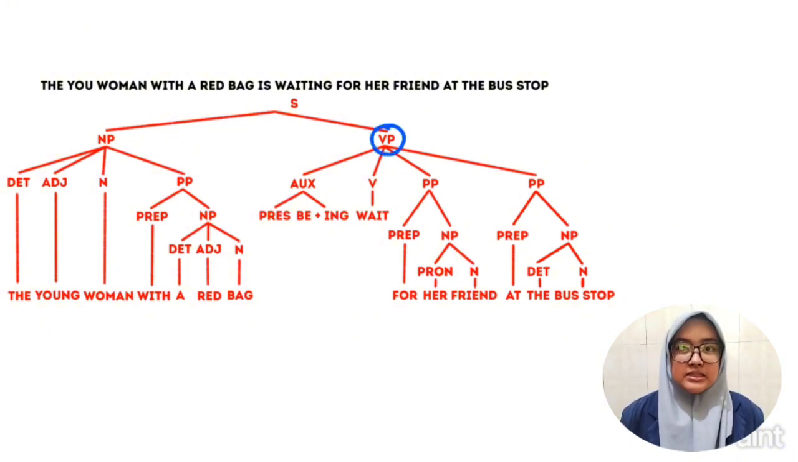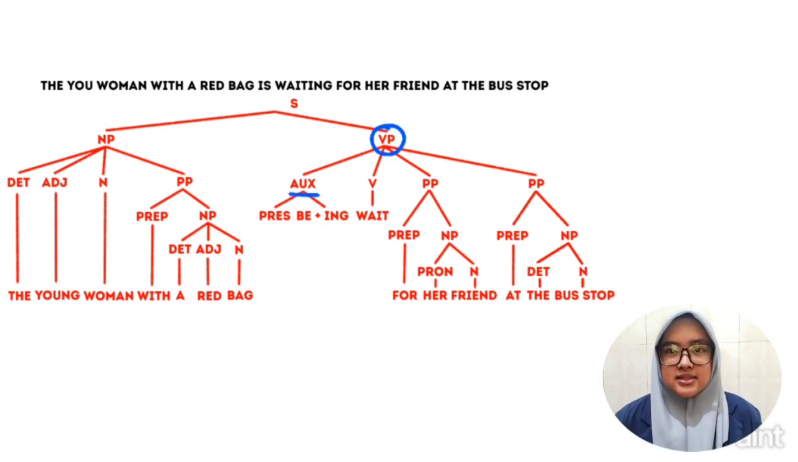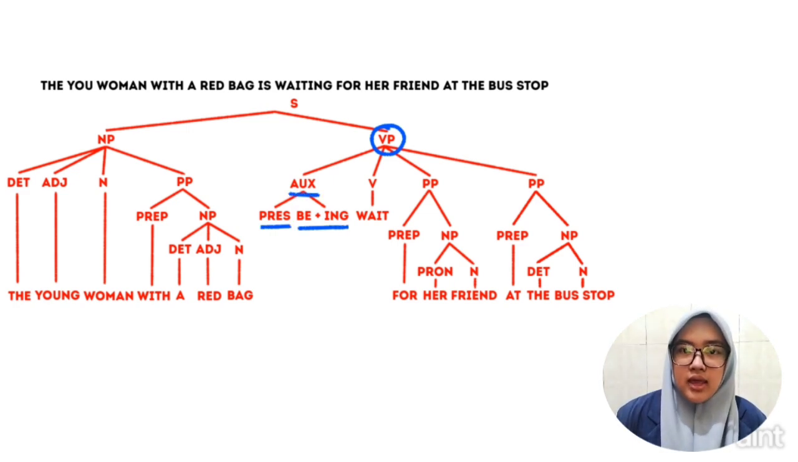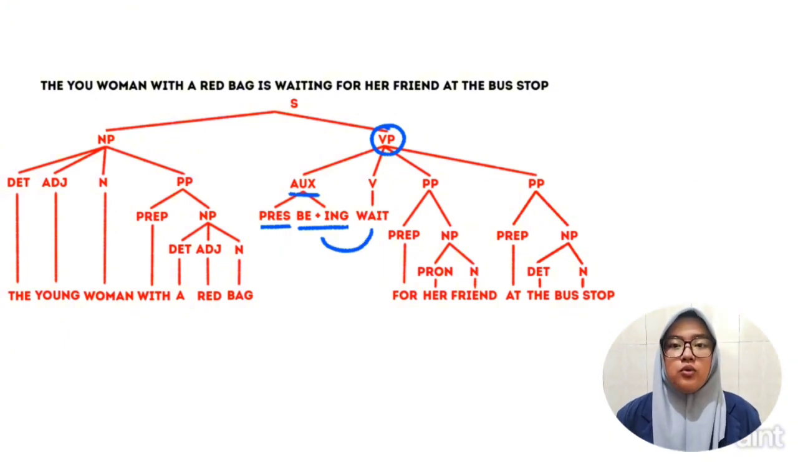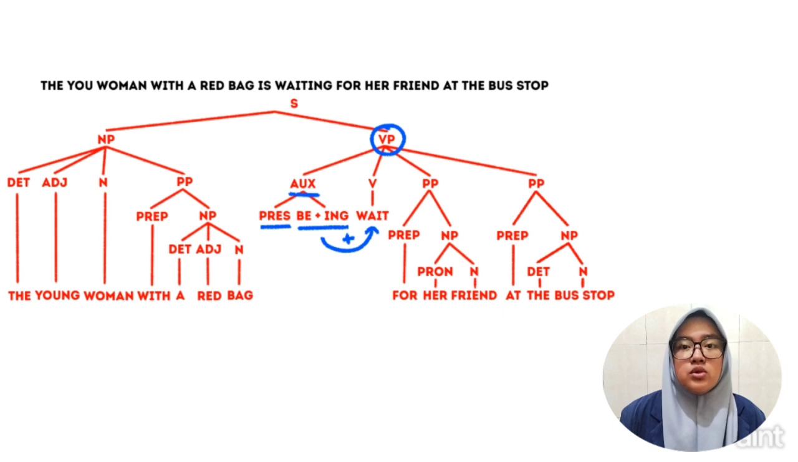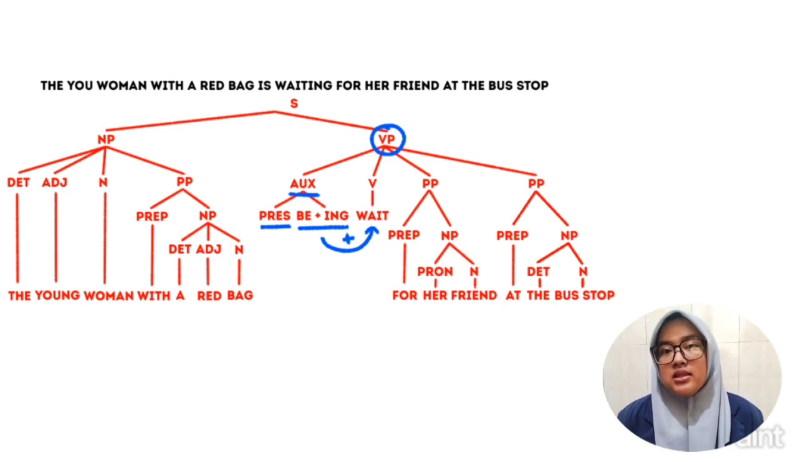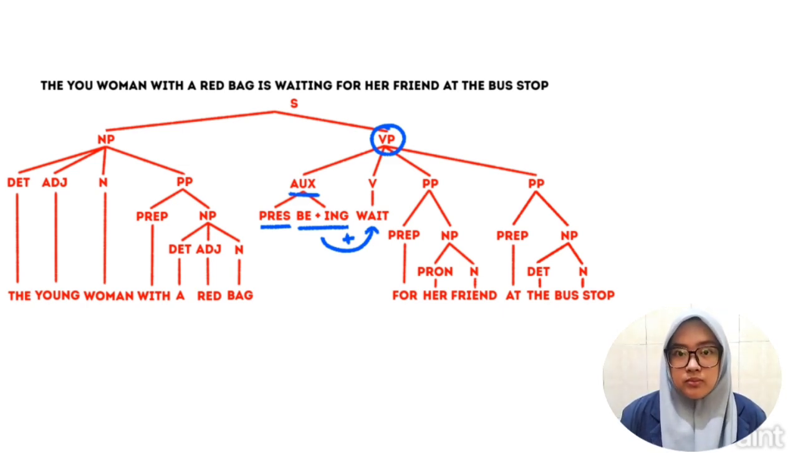Okay, now we move on to the second phrase. The verb phrase in the sentence functions as the predicate of the sentence. The auxiliary "is" comes from the verb "be" and carries tense, while the suffix "-ing" is attached to the main verb to indicate the present progressive form. In the verb phrase, there are two prepositional phrases.